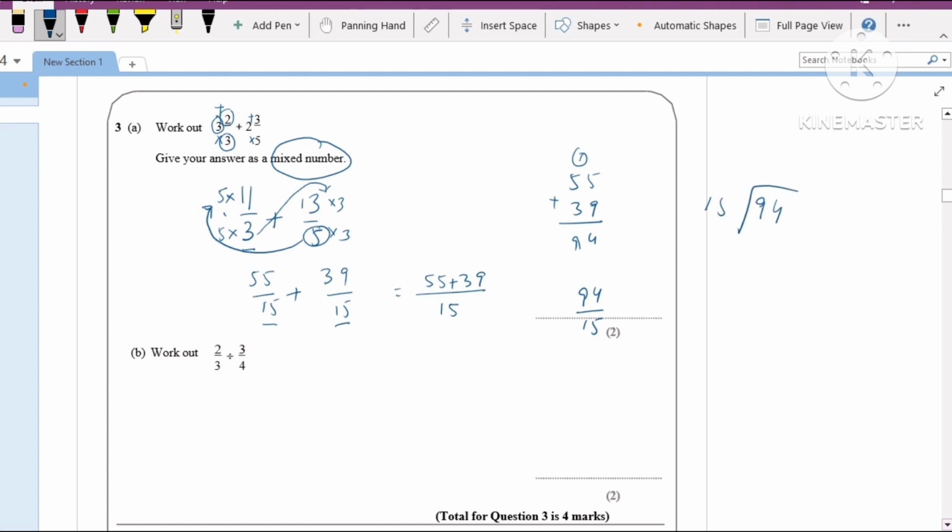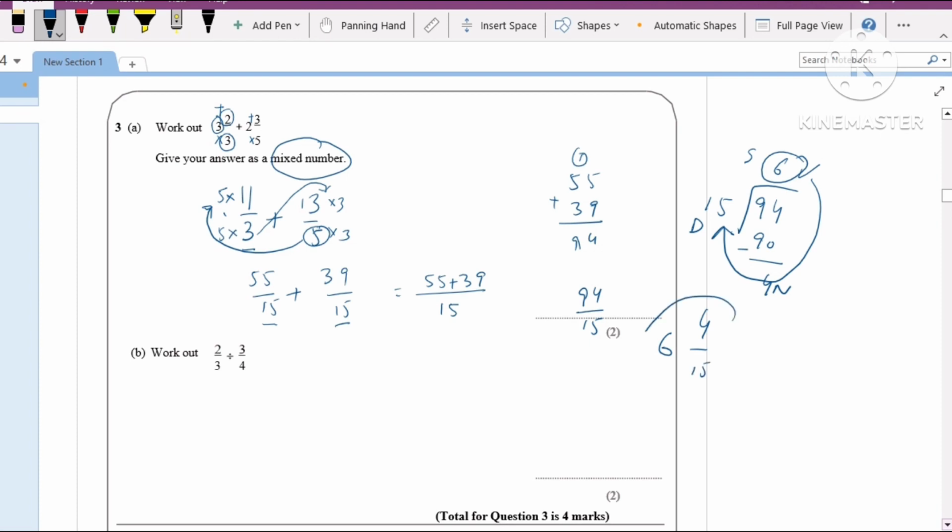Count the table of 15. 15 ones are 15, 2 are 30, 45, 60, 15 5s is 75, 6 is 90, 7 is 105. So 6 and 90 is reasonable. So take away 90 from 94, you have 4. So you will write this number as 6 whole, and 4 over 15. You will move in this way. This will be at the side, numerator, denominator, and whole at the side. So 6 whole 4 over 15 will be your answer.